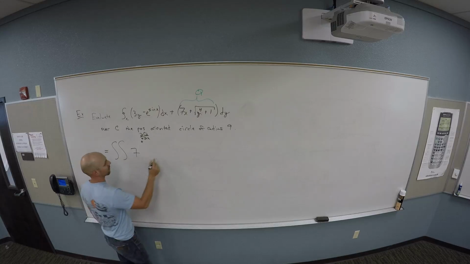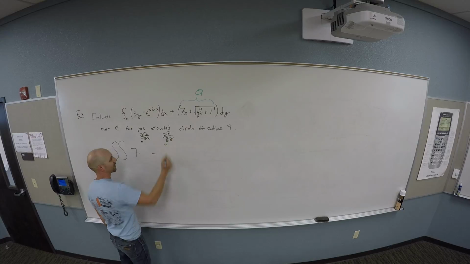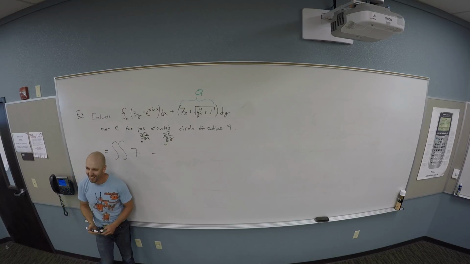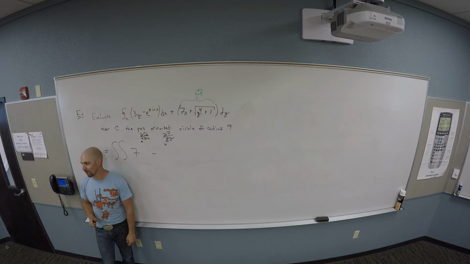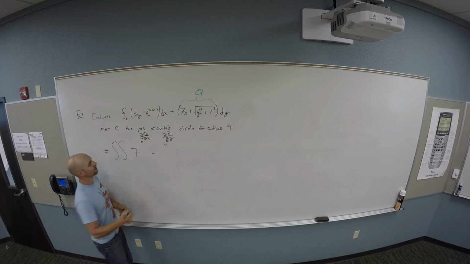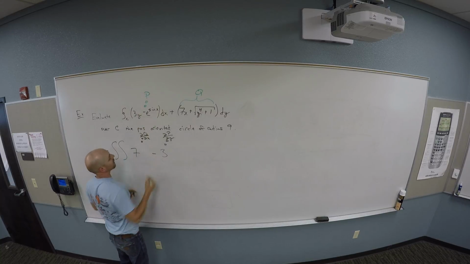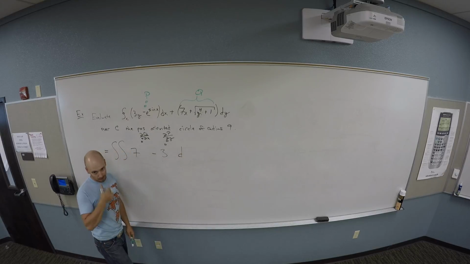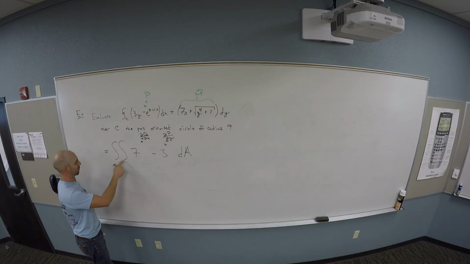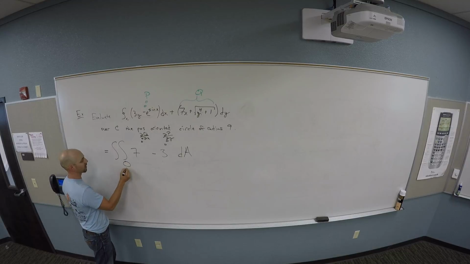Then I subtract the partial of P with respect to y. P is the first thing there, so the partial of P with respect to y is 3. So the 7 minus 3, and I'm integrating this dA, the area. And what's your double integral over? Some region D, which is really a disk.